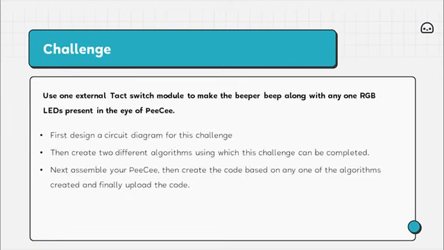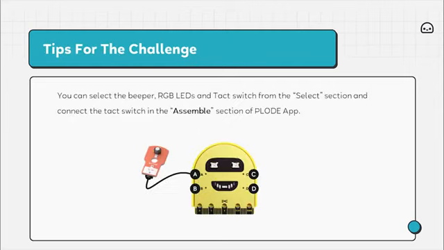The challenge for the day is to use one external tact switch module to make the beeper beep and make RGB LEDs glow. You can first design a circuit diagram for this challenge. Then create two different algorithms using which this challenge can be completed. Next, assemble your PC, then create the code based on any one of the algorithms created, and finally upload the code.